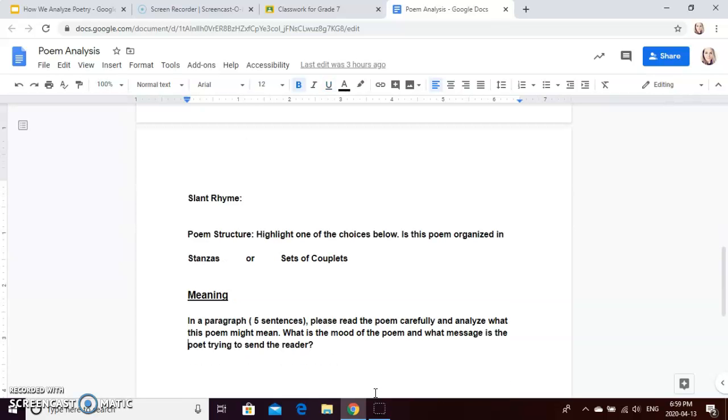Finally, down here, you'll write 5 sentences about what the poem Truth is trying to say, what it might mean, and what mood it's setting, and maybe what message the poet is trying to send to the reader. What I would ask you not to do is please don't Google this poem for the answers, because you will not find them. So just use your own good judgment and what you've learned from this lesson in order to fill out the poem analysis sheet.